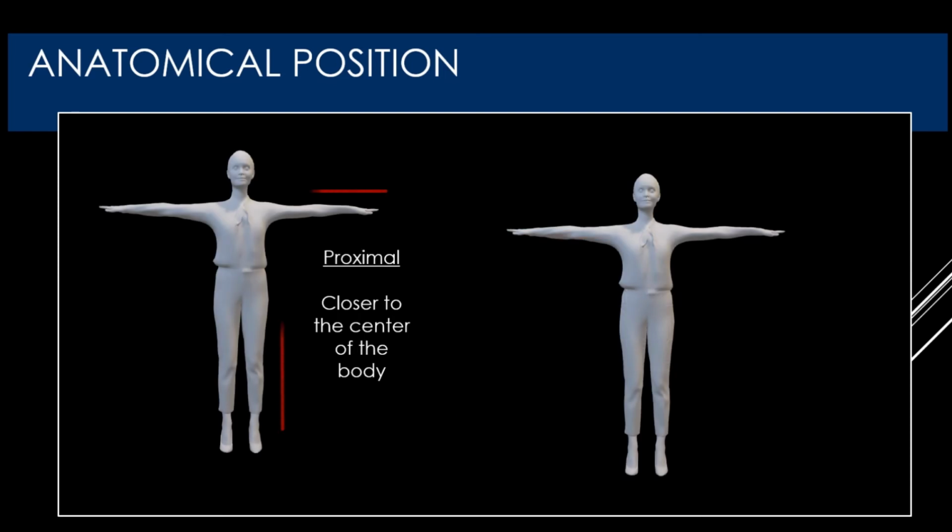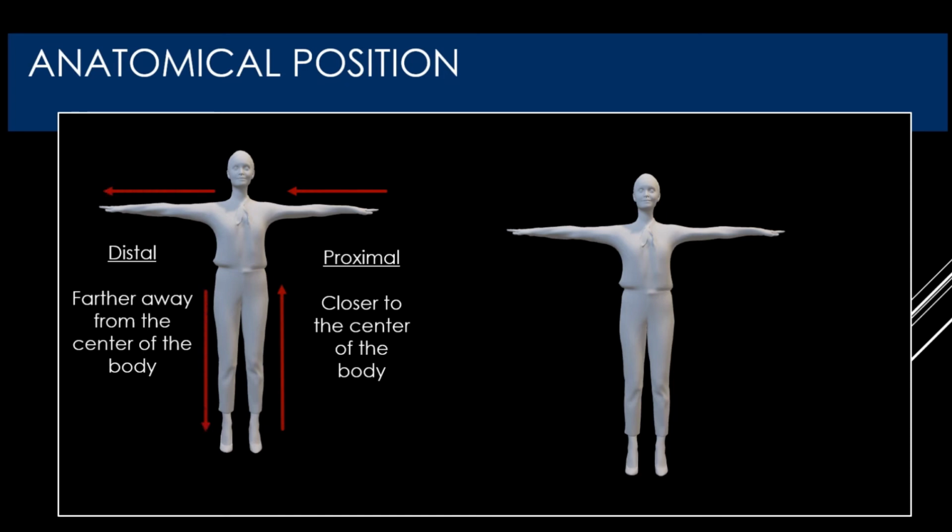Proximal means near to the point of attachment at the center of the body, and distal means farther away from the point of attachment at the center of the body. The elbow is proximal to the wrist because it's closer to the point of attachment of the arm to the trunk. The toes are distal to the knee since they are farther away from the point of attachment to the trunk.